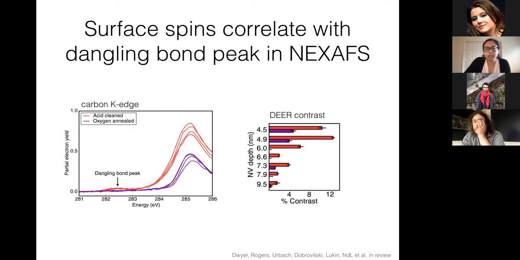So then we set out to try to understand where these surface spins come from and to try to control their density. And what we found is that, looking again at carbon edge NEXAFS, if you zoom in on this little range here, you can see that all of these samples before oxygen annealing show this little peak at 282.5 eV that corresponds to dangling bonds at the surface, whereas our oxygen annealed samples do not. And we see that this correlates with this DEER contrast, this DEER coupling rate.